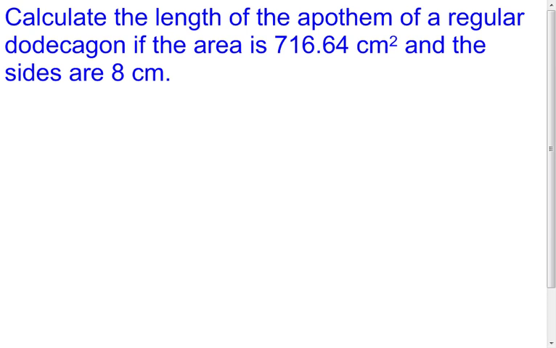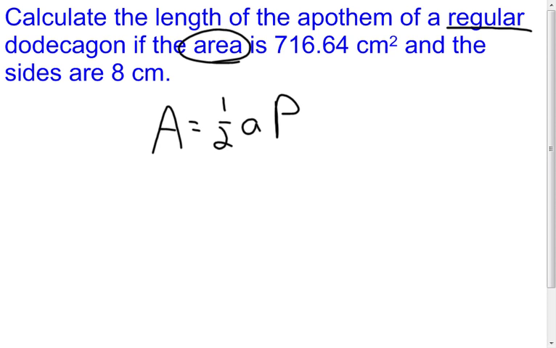Well, the first thing that I look at here is it talks about area of a regular polygon. Again, I'm going back to area equals 1/2 times the apothem times the perimeter. And I'm going to start looking at things to plug into this formula to see if maybe if I plug a bunch of things in, I'll be able to solve for something that's missing. I see the area is 716.64. I'm going to put that in for my area.